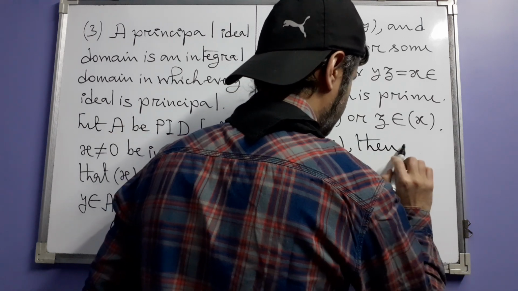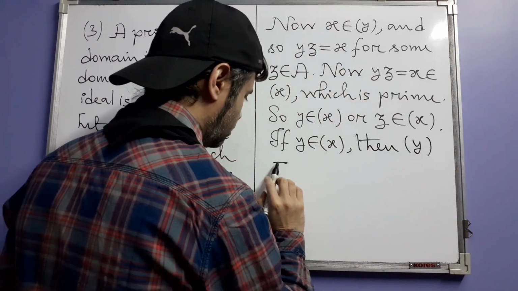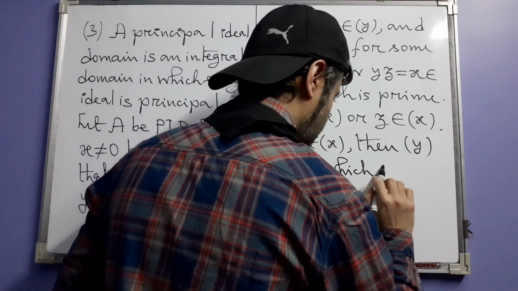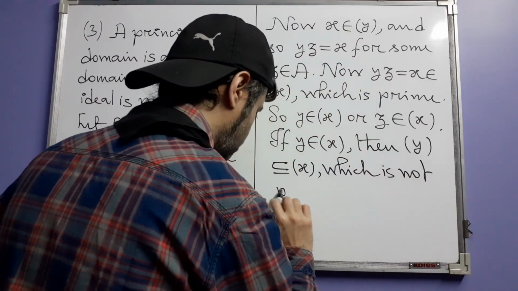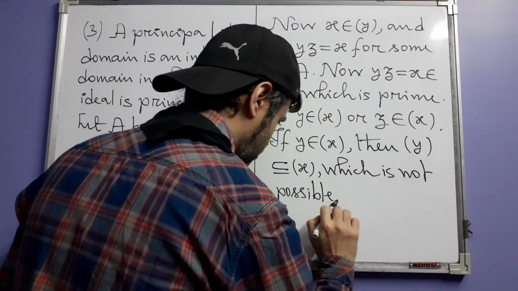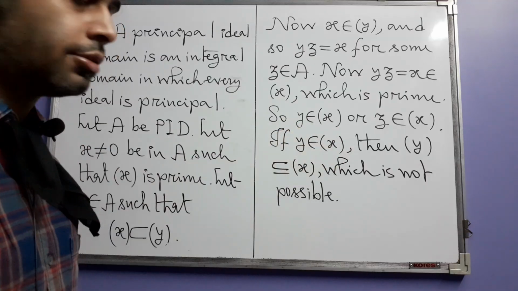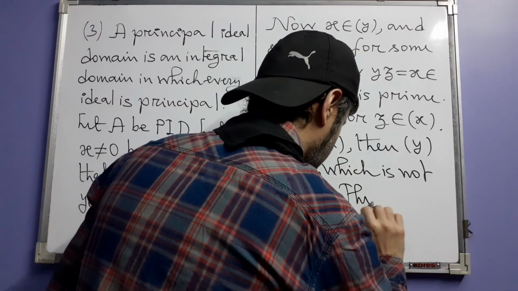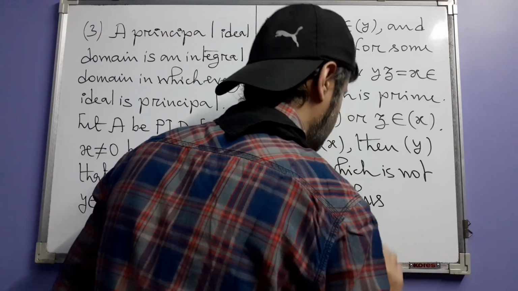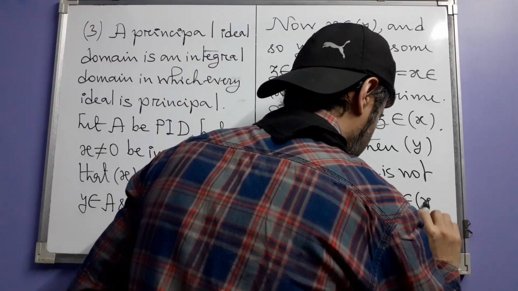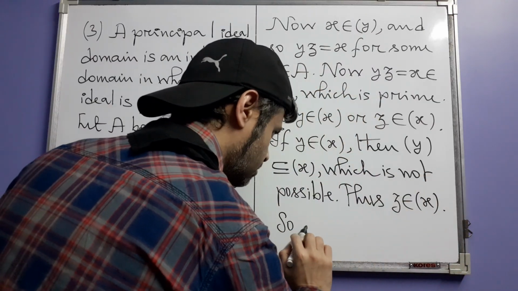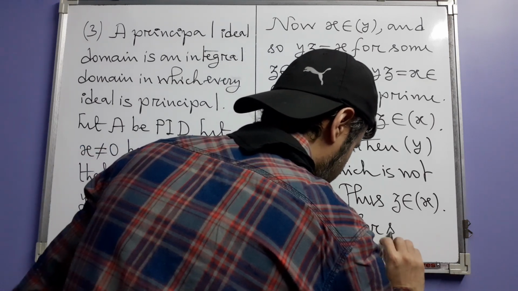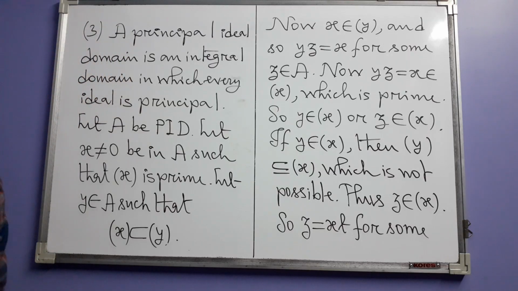Then this is a subset of x, which is not possible. So this option is ruled out. That means we must have this. Thus, z must belong to x. So z will be equal to xt for some ring element t.